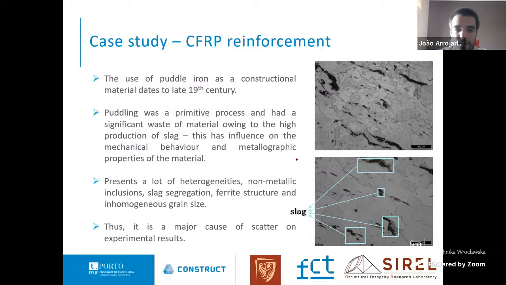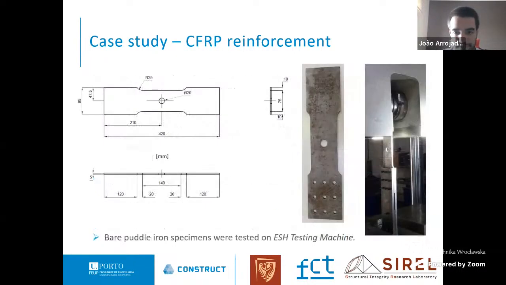Puddle iron presents a lot of heterogeneities: non-metallic inclusions, slag segregation, weld structure, and inhomogeneous grain size, as we can see here in these images representing the slag. And these properties are the main cause of the scatter in the experimental results that is typical of puddle iron.